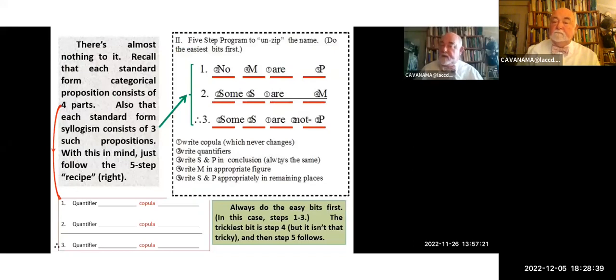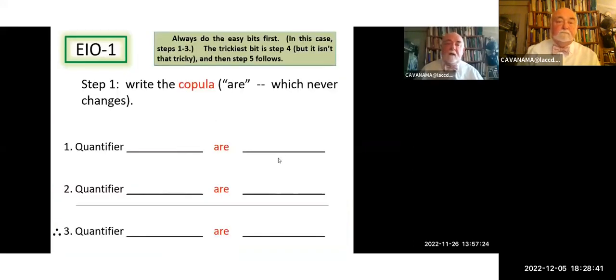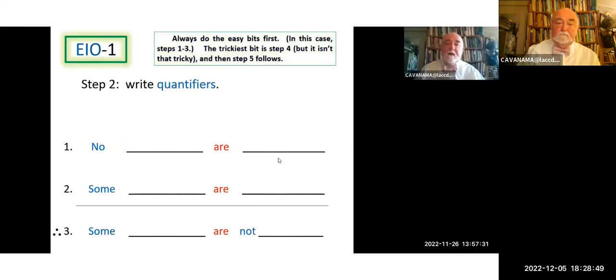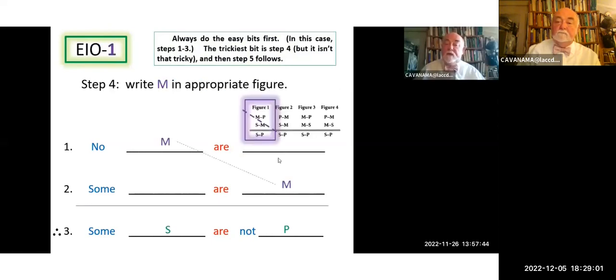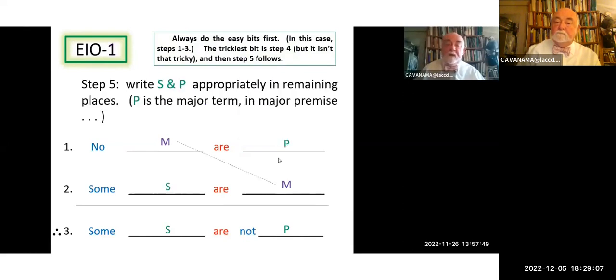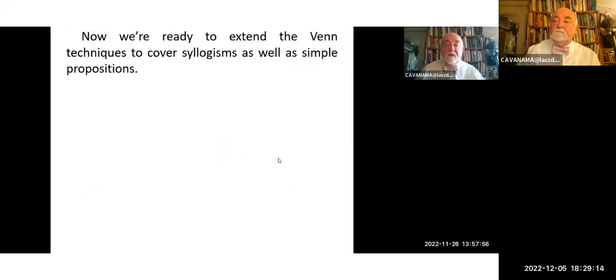So do the easy bits first, and progressively work through all 5. So step 1, write the copula are, which never changes. Okay, and step 2, write the quantifiers in. Then you put S and P, you know that. Then you put in M, because that's going to be given to you by the figure, and then you can put in S and P there. So you can do it in a couple of different orders, but basically, you work through a process of elimination, and you'll get them.